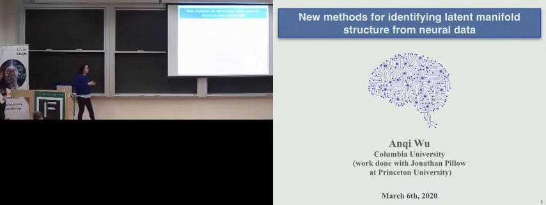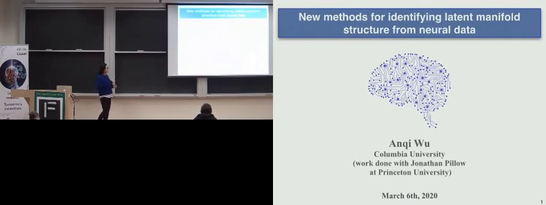So good morning, everyone. Thanks for coming to the talk. Today I'm going to talk about new methods for identifying latent manifold structure from neural data. This is work that I've been doing with Professor Jonathan Pillow at Princeton University.